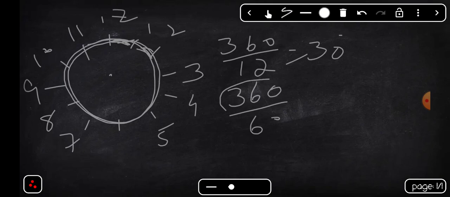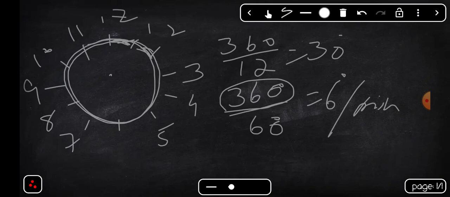So 360 degrees in 1 hour, and 1 hour means 60 minutes. That means it will take 6 degrees per minute. 6 degrees per minute. We should know about it.